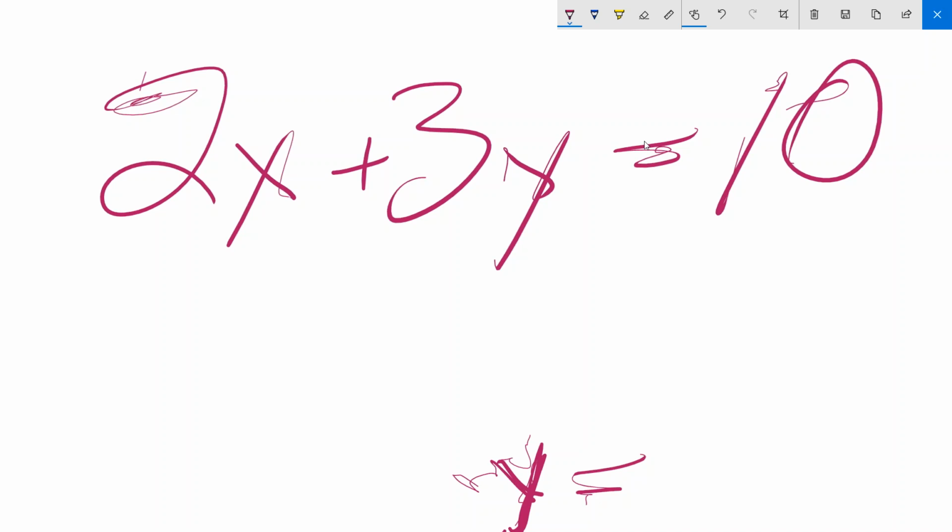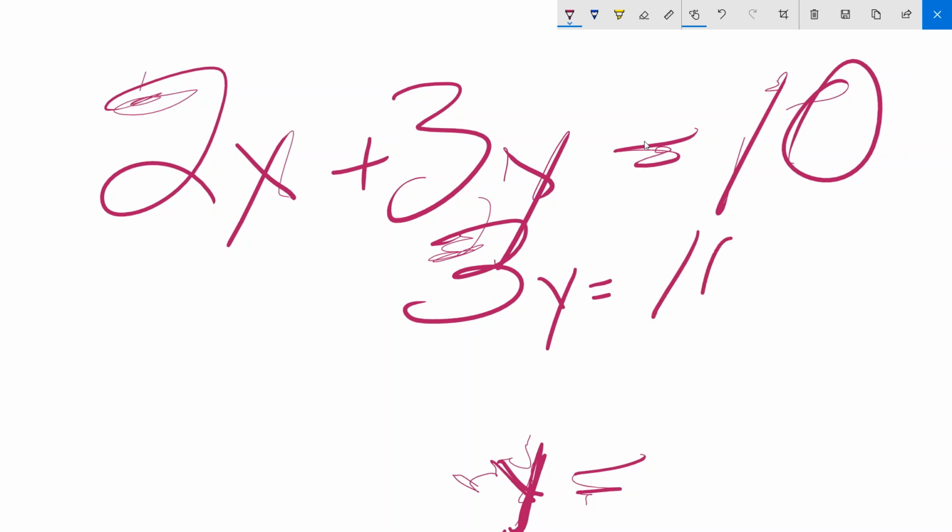What's the first thing I got to get rid of? By getting rid of it, I mean moving it to the other side. 2x. How do I get rid of the 2x? What's the 2x doing relative to the y? It's adding, so subtract. So I got to subtract. You always do the opposite. So the next line is going to be 3y equals 10 minus 2x, right? So all I did is subtract 2x from both sides.